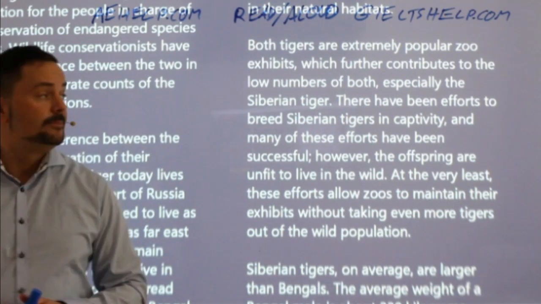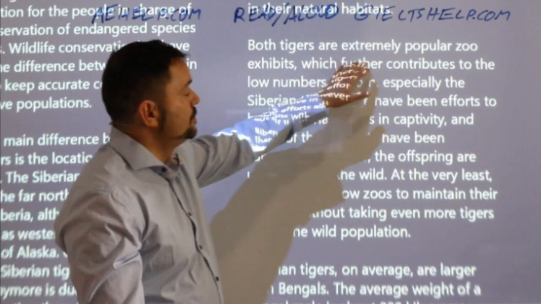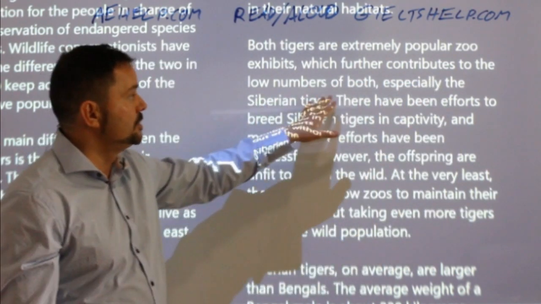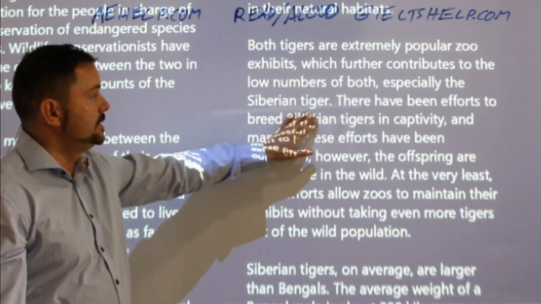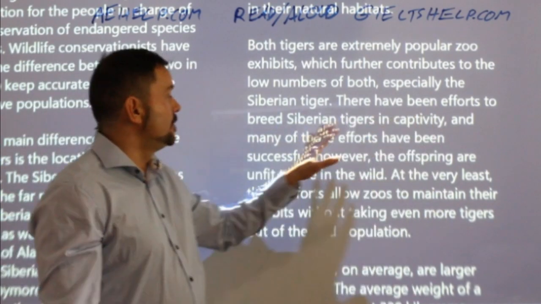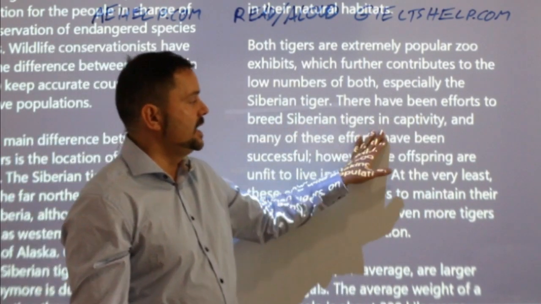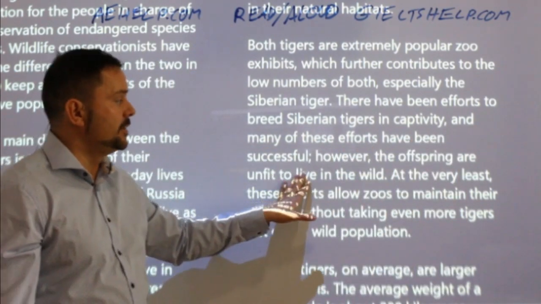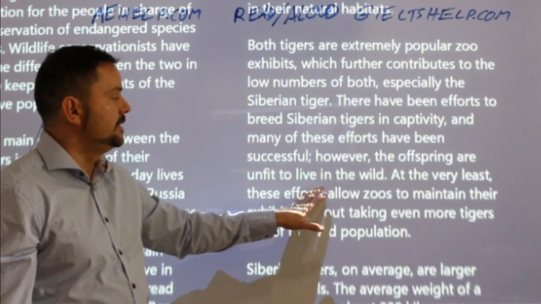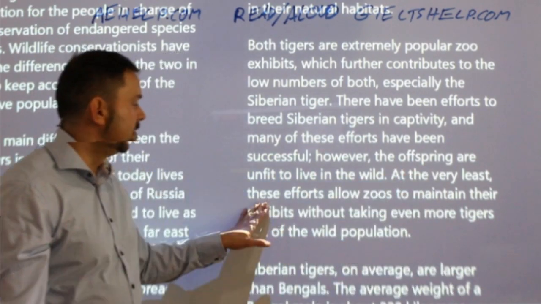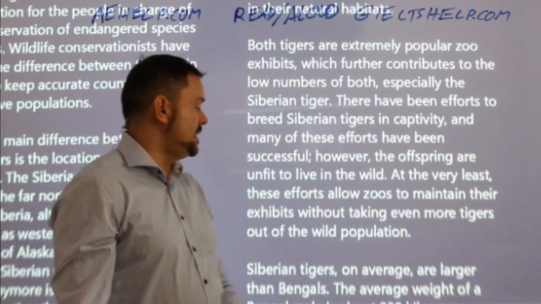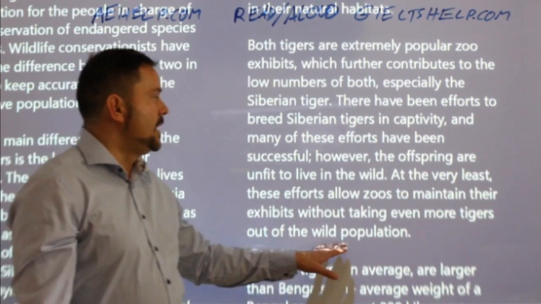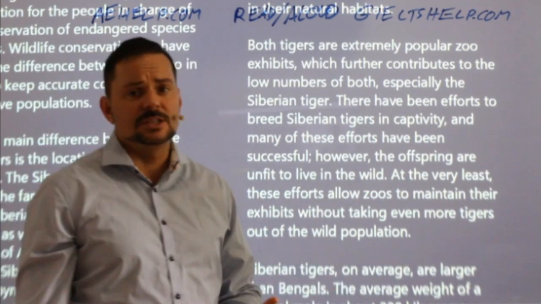Okay. Now, next paragraph. Both tigers are extremely popular zoo exhibits, which further contributes to the low numbers of both, especially the Siberian tiger. There have been efforts to breed Siberian tigers in captivity, and many of these efforts have been successful. However, the offspring are unfit to live in the wild. At the very least, these efforts allow zoos to maintain their exhibits without taking even more tigers out of the wild population. What is this paragraph about?